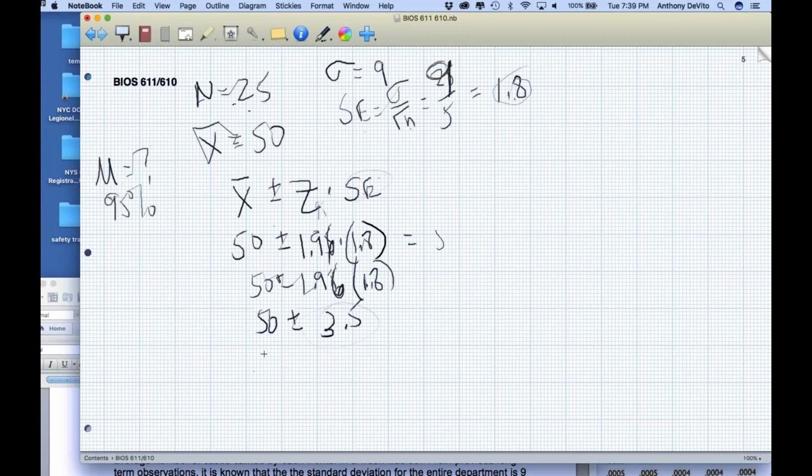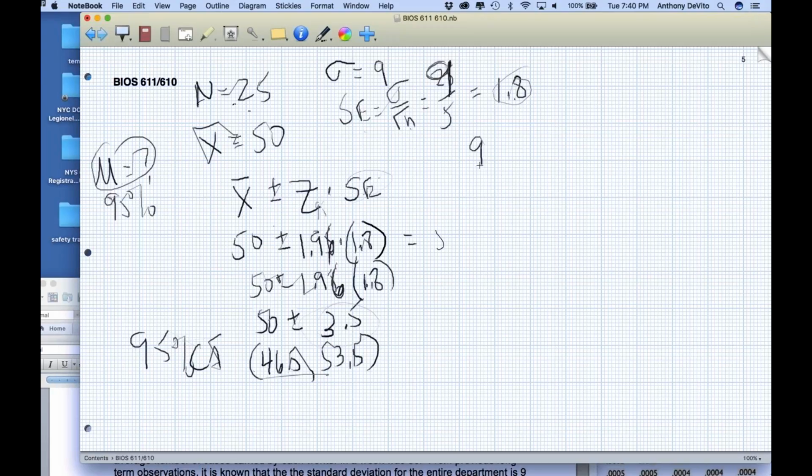Excellent. So that's going to be equal to 46.5 when I subtract that, and it's going to be equal to 53.5 when I add it. So I am 95% sure that the true population mean for all of the workers in that department is between 46.5 and 53.5 cases per week. Okay, so that's my 95% confidence interval.